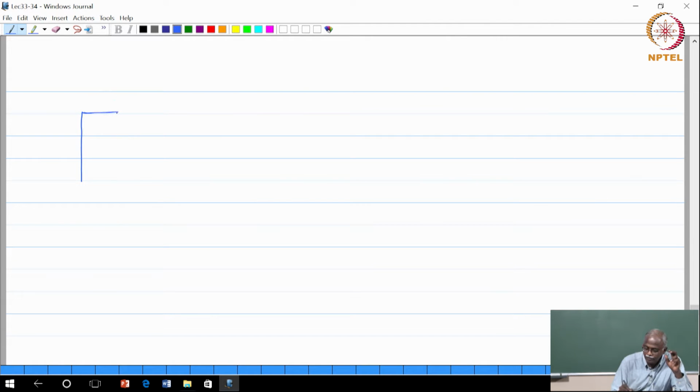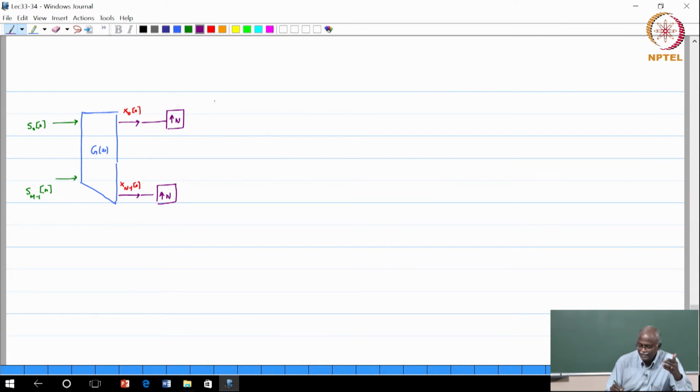a trapezoid which represents G of z. It has m inputs, S0 of n to Sm minus 1 of n, that is the last input. I produce n outputs, label them as x0 of n all the way to x n minus 1 of n. Each of these is upsampled by a factor of n.